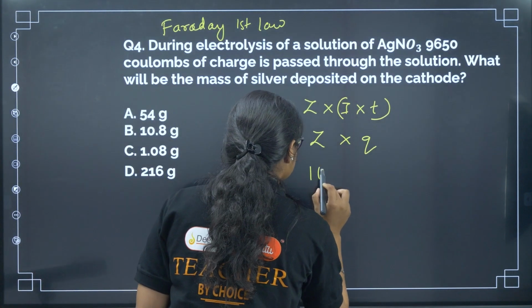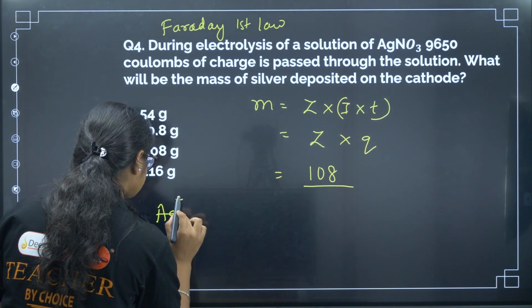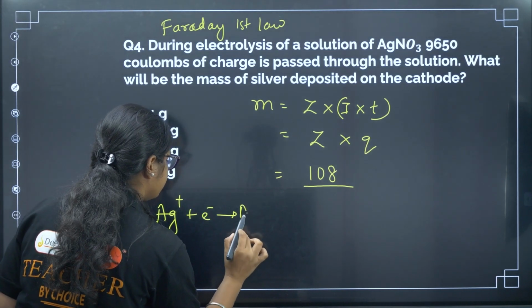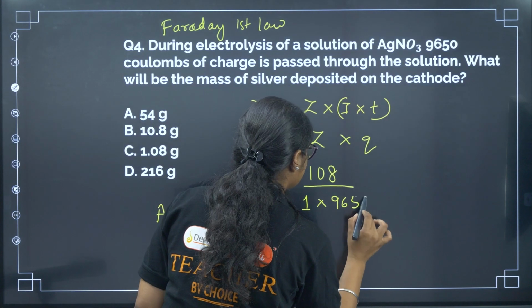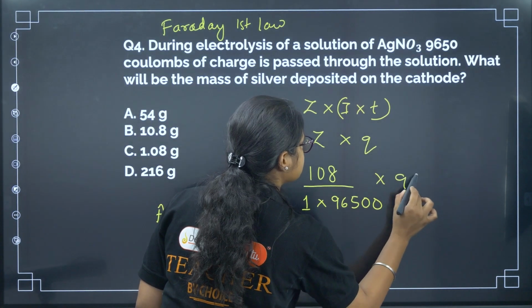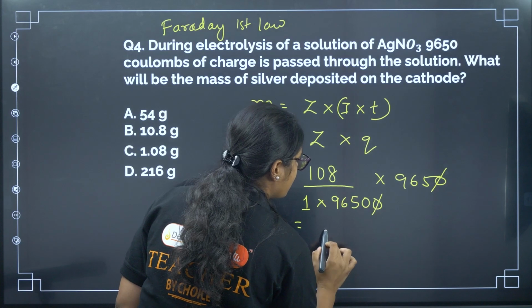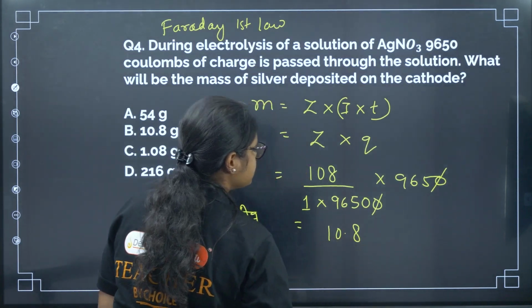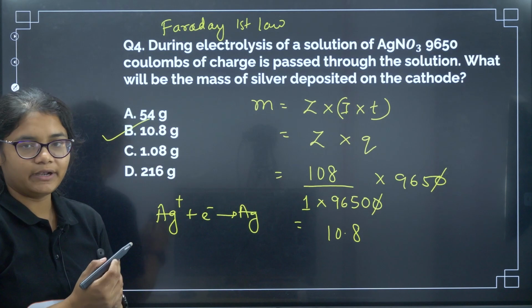Silver molar mass is 108. For silver, the reaction is Ag plus 1 electron gives Ag, so the number of electrons is 1, and then 96500, and the charge is 9650. If we solve this, we'll be getting around 10.8, right? So the correct answer for this question will be option number B, that is 10.8.